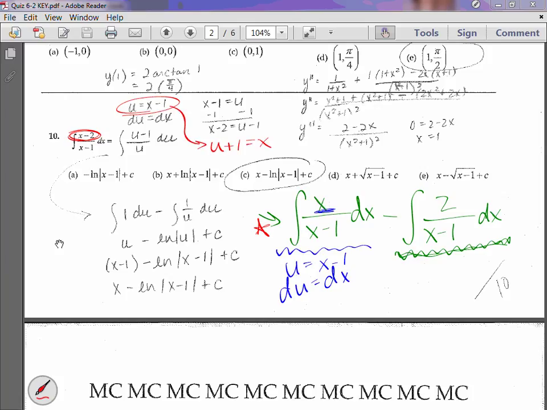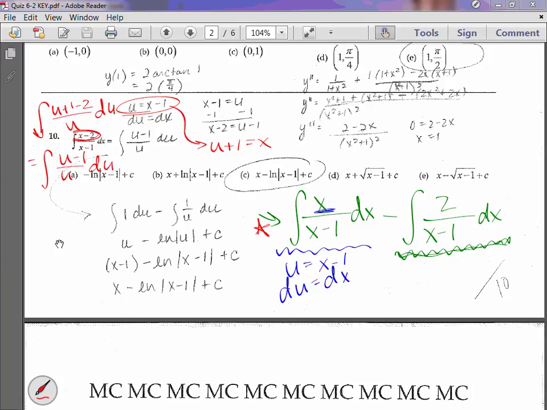Do we agree that this yields x equals u plus 1? Are we okay with that? So when I put this into my integral, x is u plus 1 minus 2 over u. What does u plus 1 minus 2 simplify down to? U minus 1.